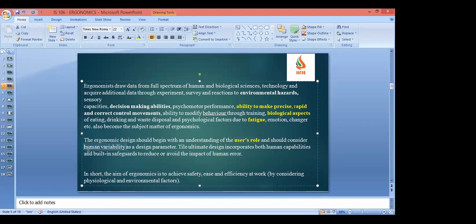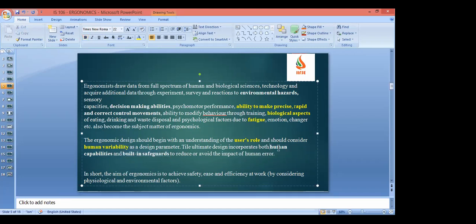Human variability, in the sense that different people will have different kinds of parameters. Maybe height, width, the pressure they use in application, their body size, hands, and their comfort in using the tools. And the ultimate design incorporates both human capabilities and built-in safeguards to reduce or avoid the impact of human error.